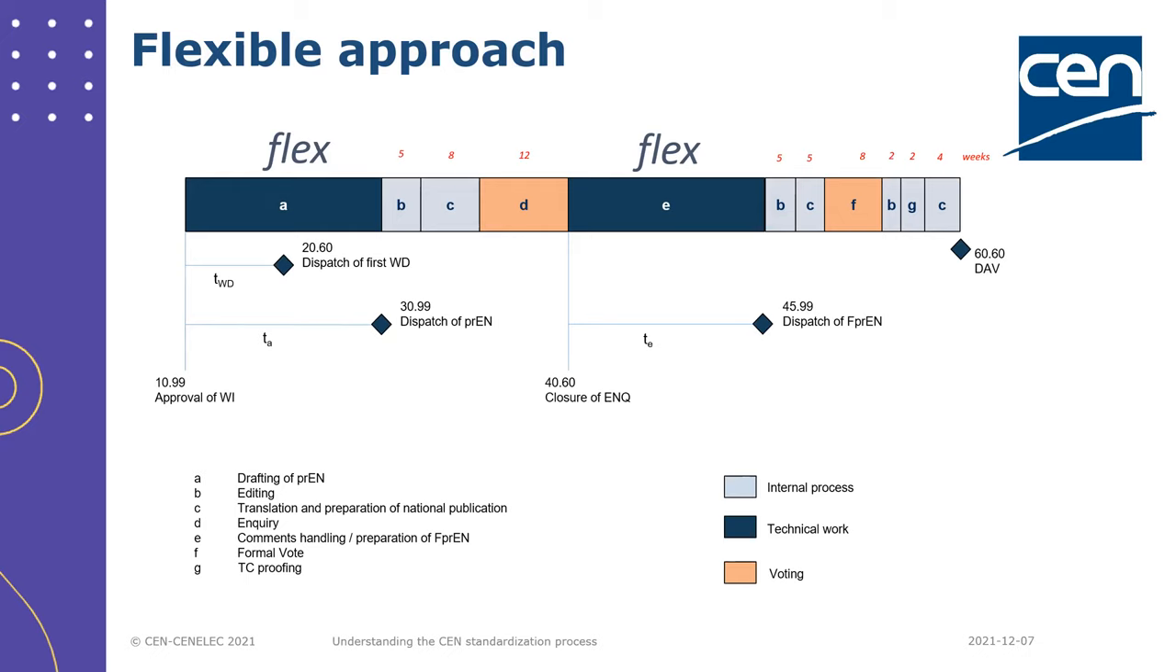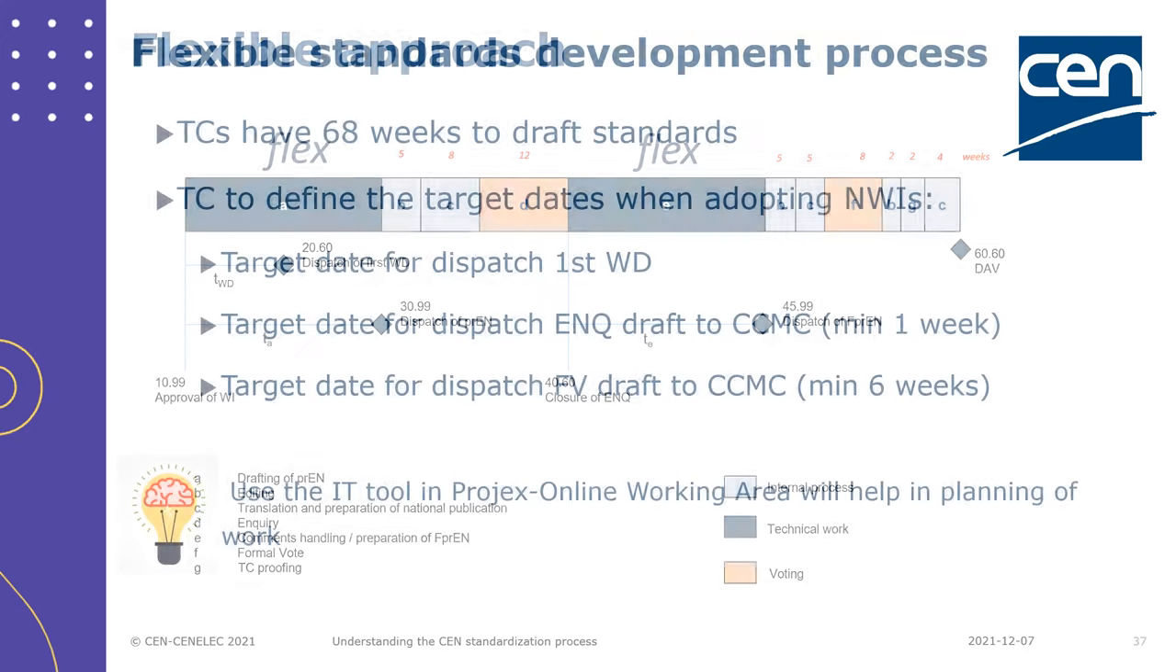This is the theoretical time that you need after the closure of the inquiry to deal with the comments received. As an example, in theory, you could have for stage A 1 week, and for stage E 67 weeks. This is possible. Really, within the 68 weeks, you choose how much time you need for stage A and for stage E. This is the main principle, to be more flexible.